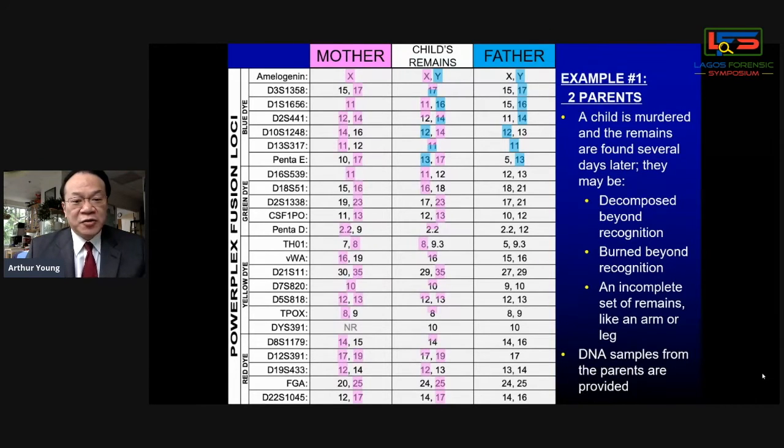And if we continue this throughout all of the data, we'll see the ones that could have come from the mother, and we'll see the alleles that could have come from the father. Next.